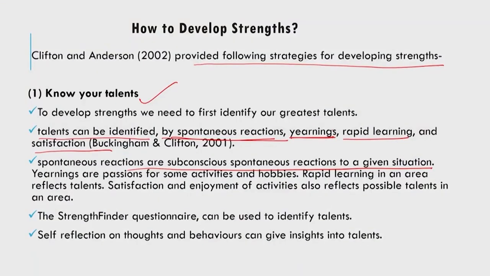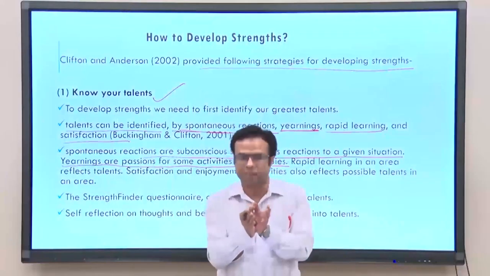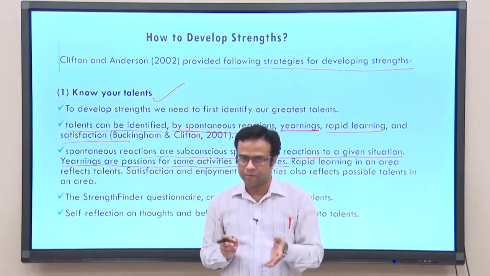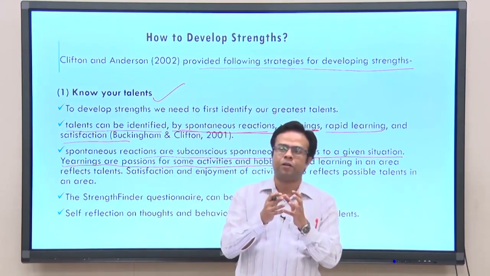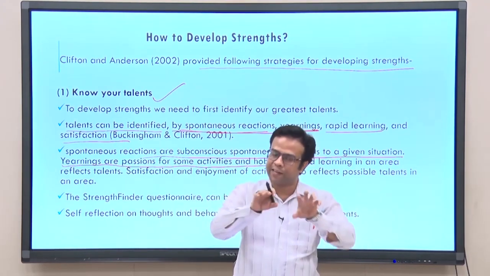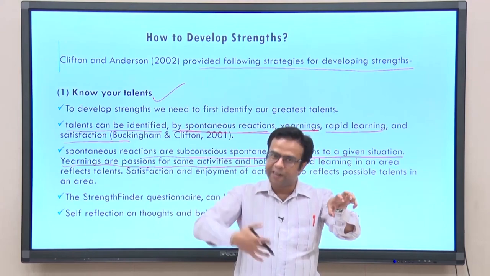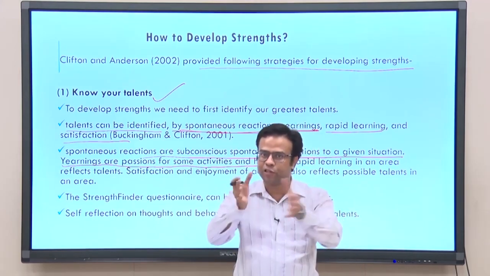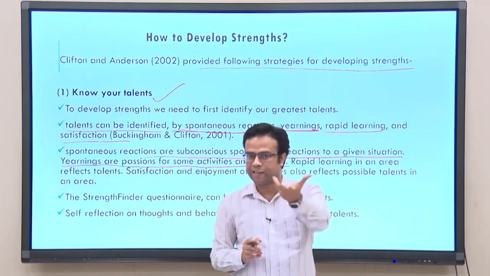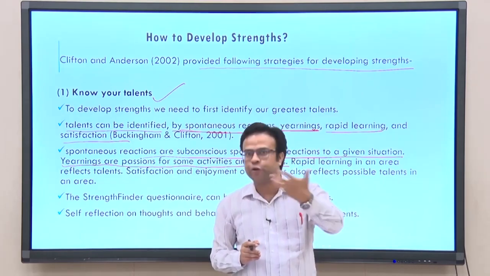Then come yearnings. Also, you can find what your talents are. Yearnings are basically passions for some activities and hobbies. Some people are very passionate about doing something. You cannot become passionate about something if you are not good at it. So, whatever hobbies and things that you love to do, you have certain strengths associated with them. So, you can identify your strengths from your yearnings, passions and hobbies that you pursue. From there, you can identify: these are the important talents that I have and I enjoy doing them.